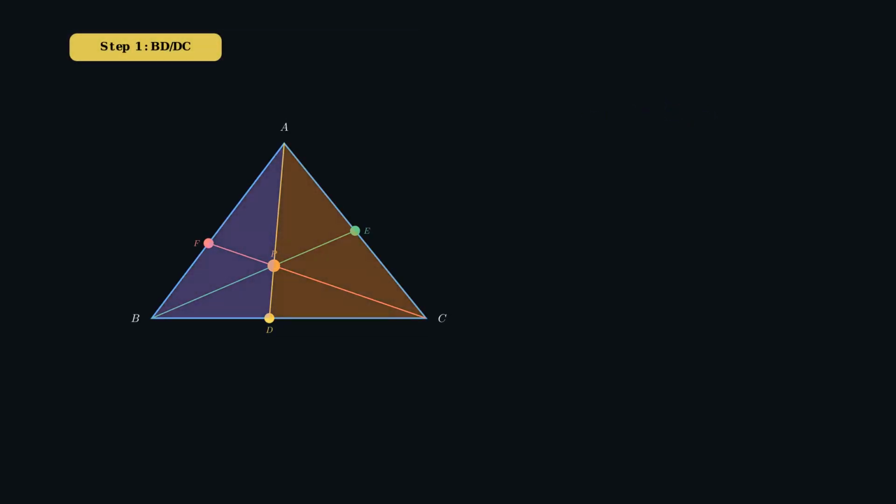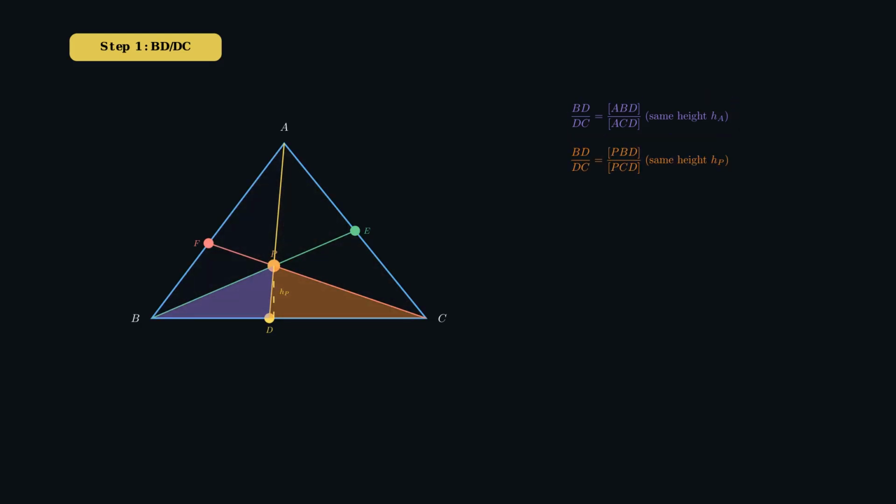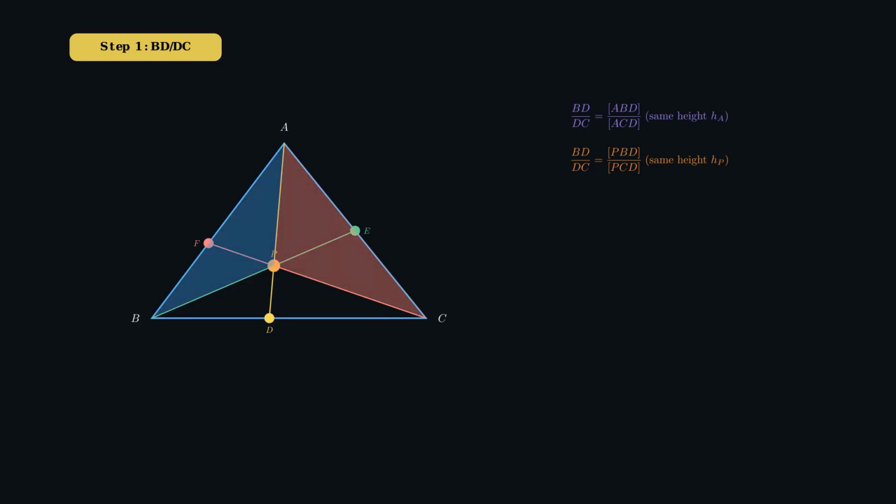Step 1. Finding BD over DC. Triangles ABD and ACD share the same height from vertex A to BC. Equal heights means their area ratio equals their base ratio. BD over DC equals area ABD over area ACD. The smaller triangles PBD and PCD also share height from P. So BD over DC also equals area PBD over area PCD.